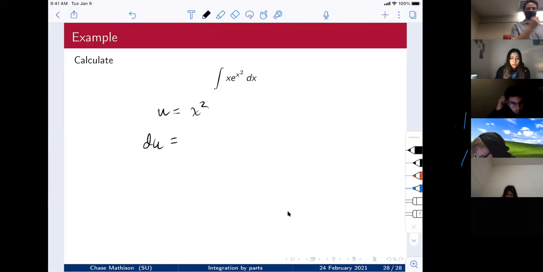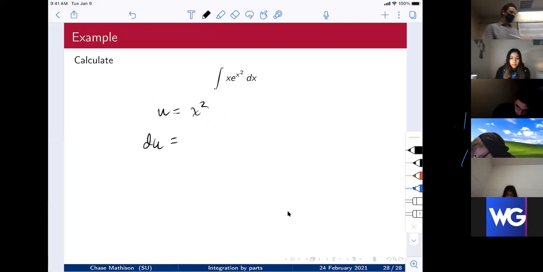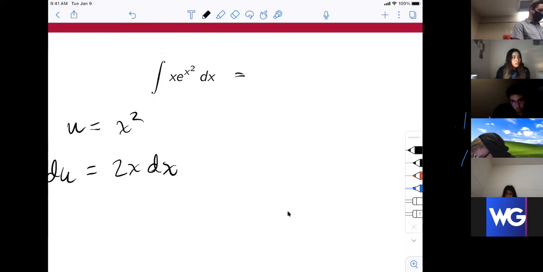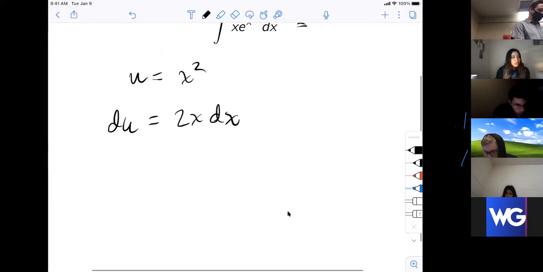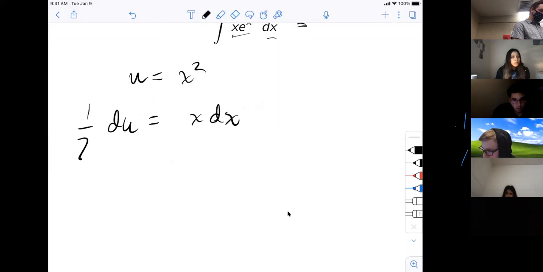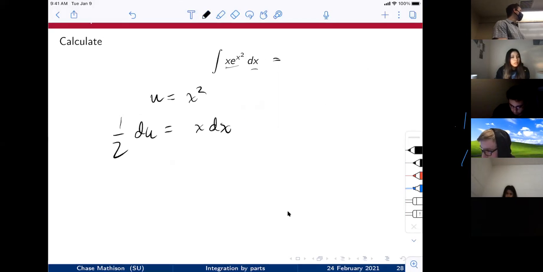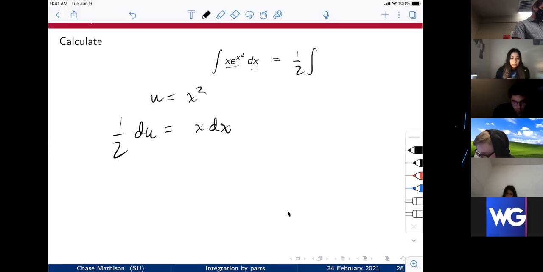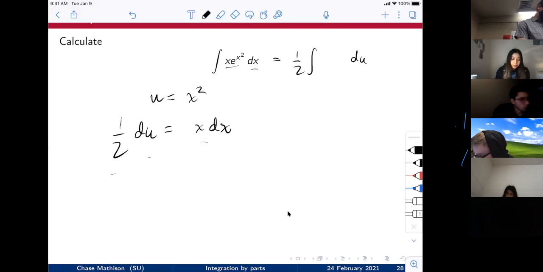What does that make du? 2x dx, perfect. And so I can plug that in up here. Once I move the 2, we have an x dx left. So that means that 1/2 du is x dx, right? So let's plug all that in. This is 1/2 times the integral of, well, x dx is 1/2 du. So I have the 1/2 out front, and this is e to the u, right?